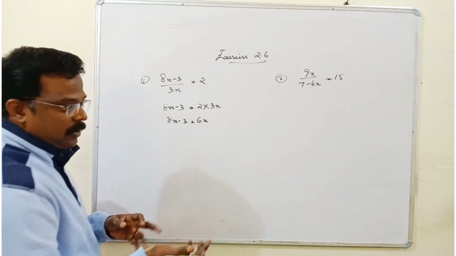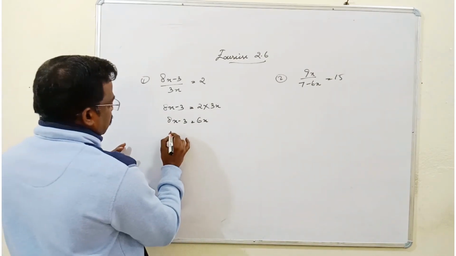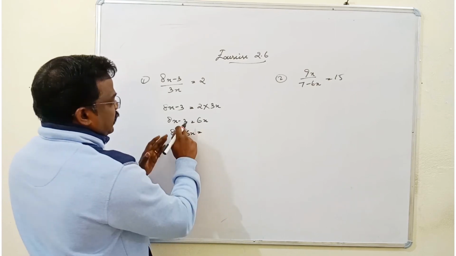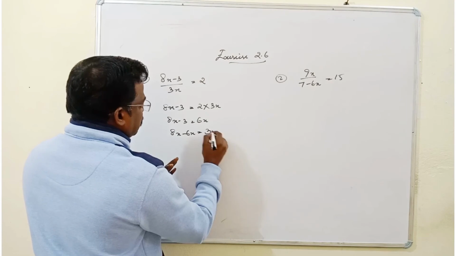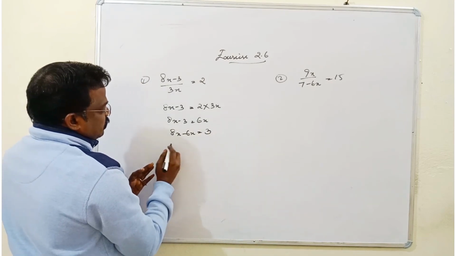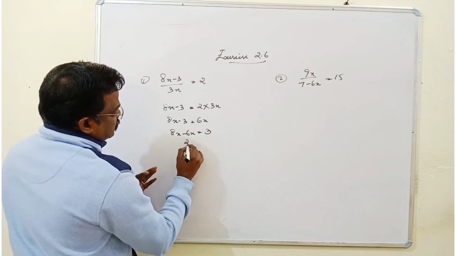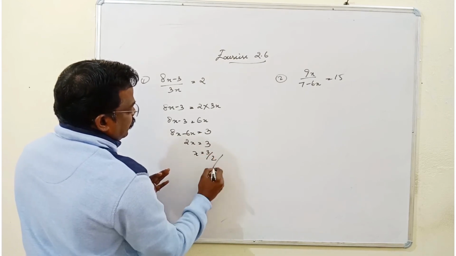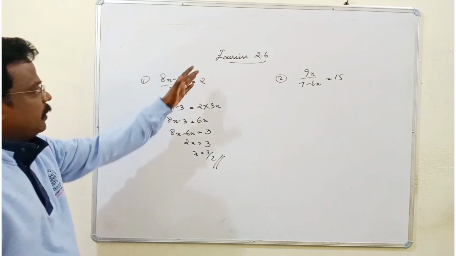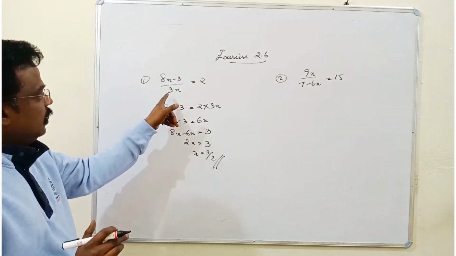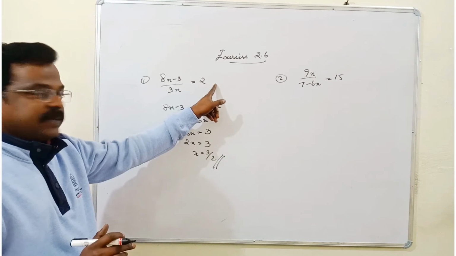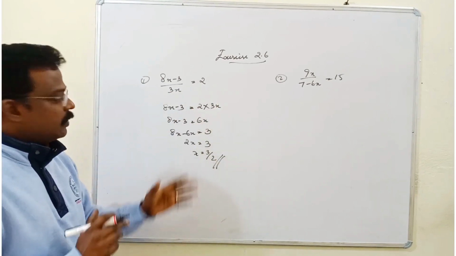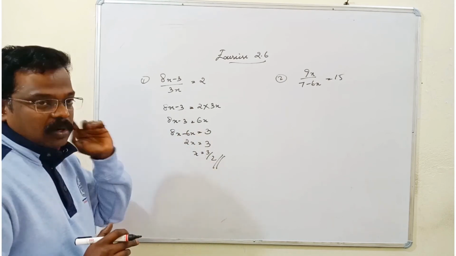Then what is the next step? We have to bring the x terms together. 8x minus 6x equals, this minus 3 will move to the right side, plus 3. Okay, 8x minus 6x, that is 2x equals 3. So x equals 3 by 2. Simple. By saying this you may think it is complicated, but it is simple. You have to take this denominator to this side, 2 into 3x. Then we will get one equation that we can form and solve.